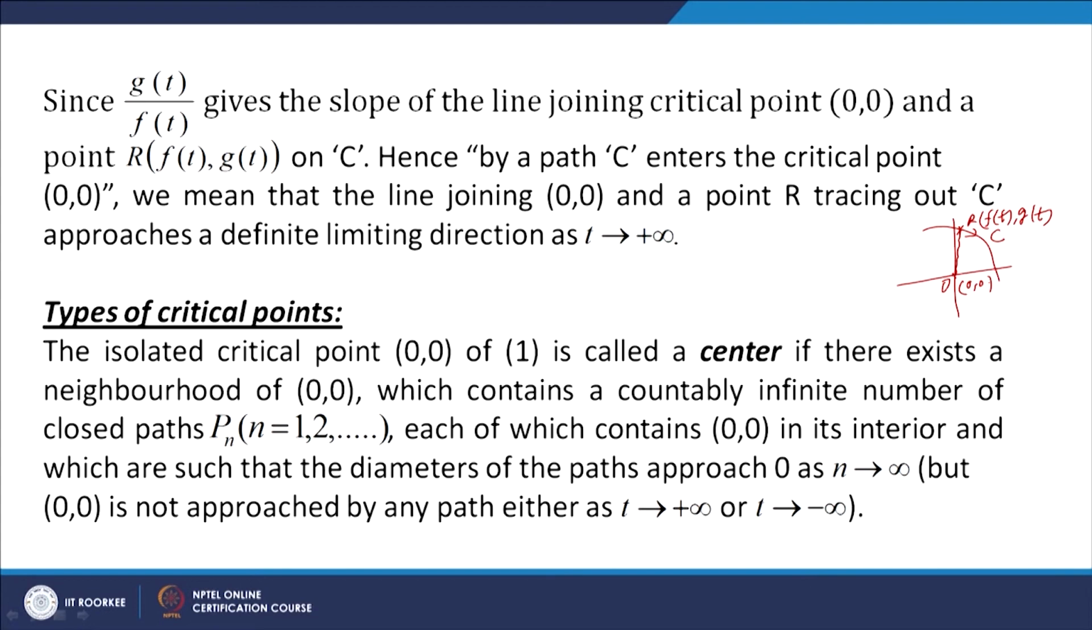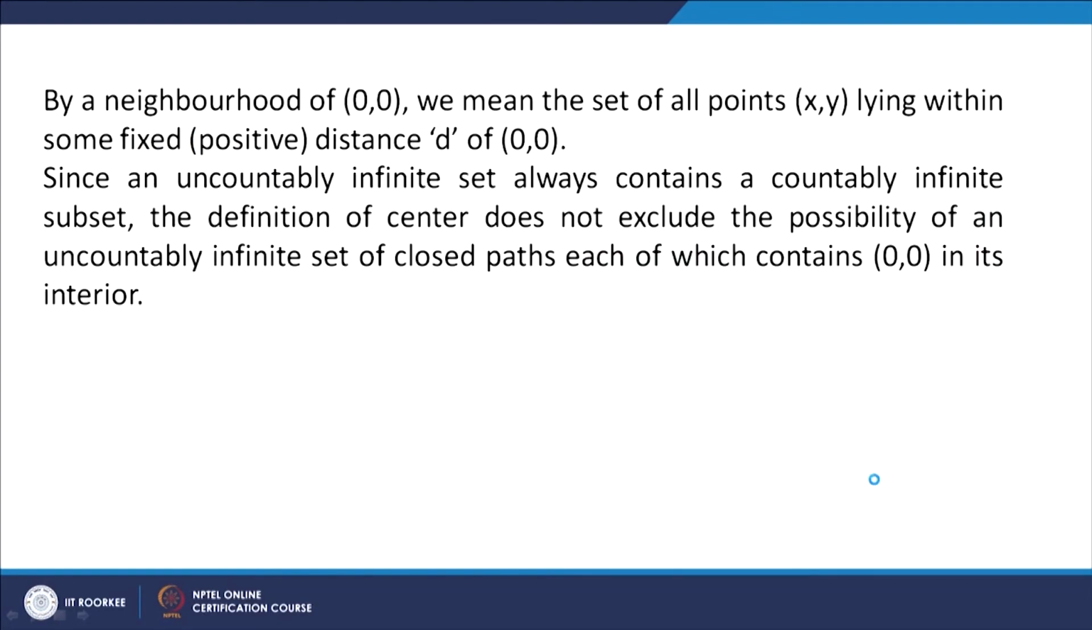Now, let us discuss the various types of critical points. The isolated critical point (0,0) of (1) is called a center if we can find a neighborhood of (0,0) which contains a countably infinite number of closed paths, each of which contains (0,0) in its interior and which are such that the diameters of the paths approach 0 as n goes to infinity, but (0,0) is not approached by any path either as t goes to plus infinity or as t goes to minus infinity. Now, by a neighborhood of (0,0) we mean the set of all points (x,y) lying within some fixed distance d of (0,0).